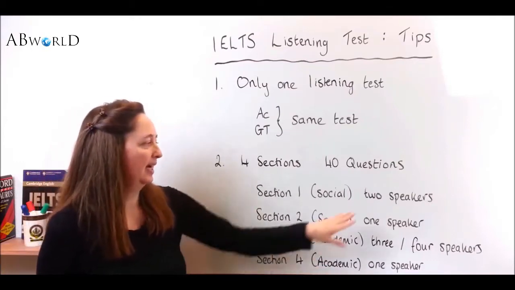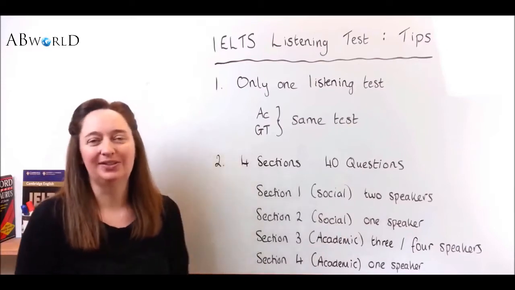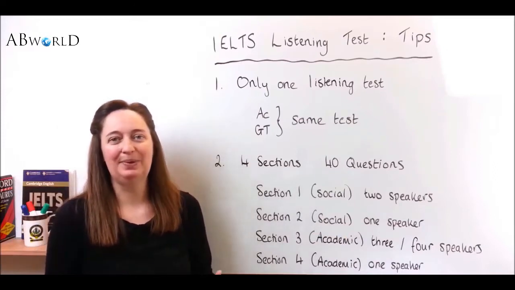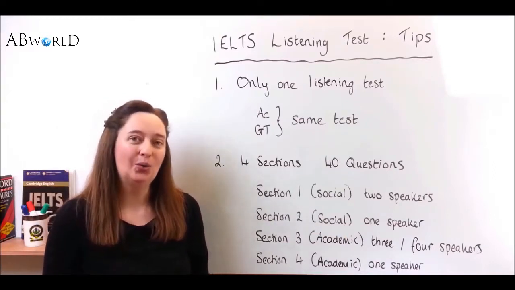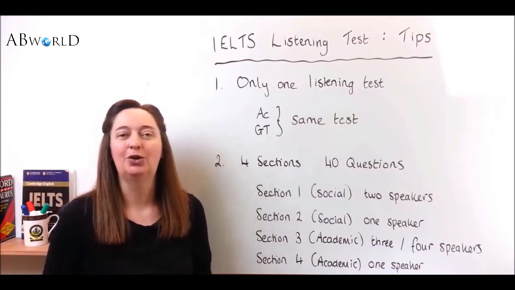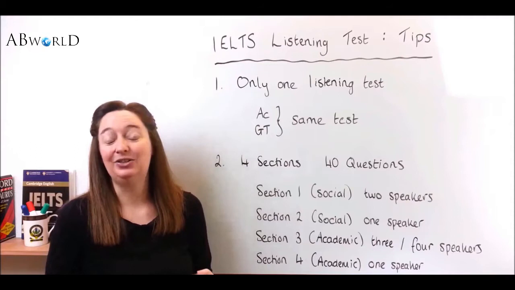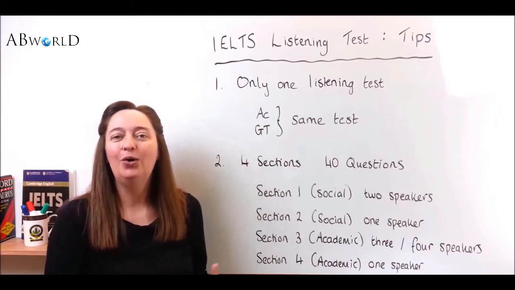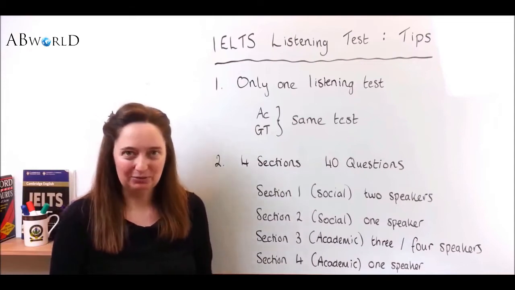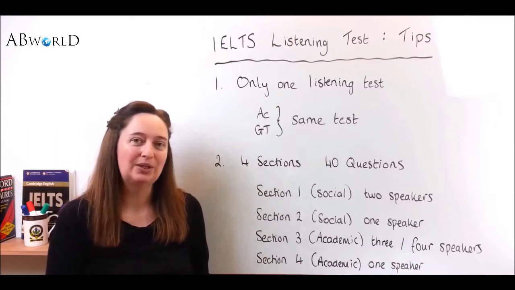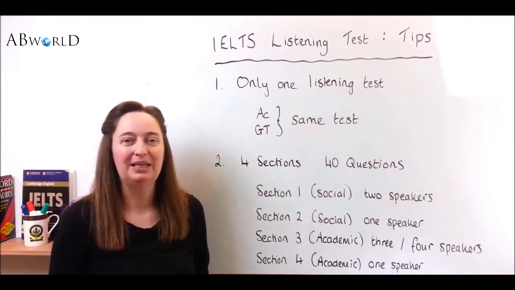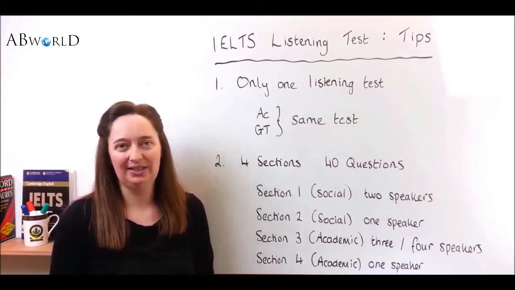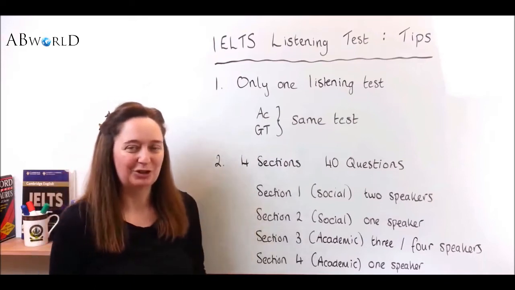Now, section 1 has 2 speakers, a social situation. A typical example is a phone conversation where somebody is registering for a course. So, for example, they need to book a course and they need to know what date, they need your name, they need your address, your telephone number, or perhaps you're booking a table at a restaurant or organising to meet someone and you need to think of the time that you're going to meet. So it's very specific information, and it is quite easy, and it's quite easy to improve that section.